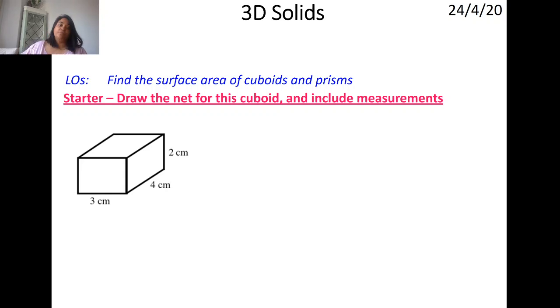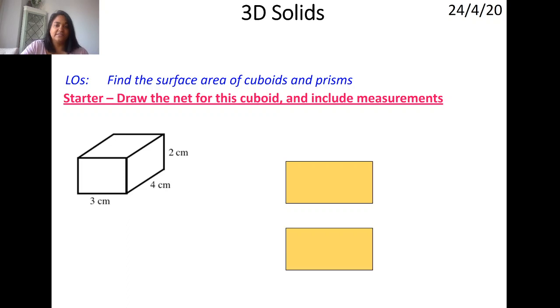Okay, so you should have had something that looks a bit like this. We'll talk through it as well. So I always start off with my base. So I'm thinking about this 3 centimeter by 4 centimeter. And then what I next think of is that I've got a top exactly the same as the bottom. And yes, I have a little gap, and that gap is going to be these side panels. And the measurement of that side panel is a 4x2. And I have another 4x2 on the other side of it.